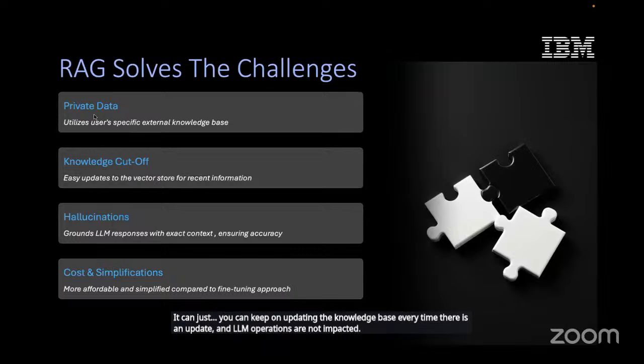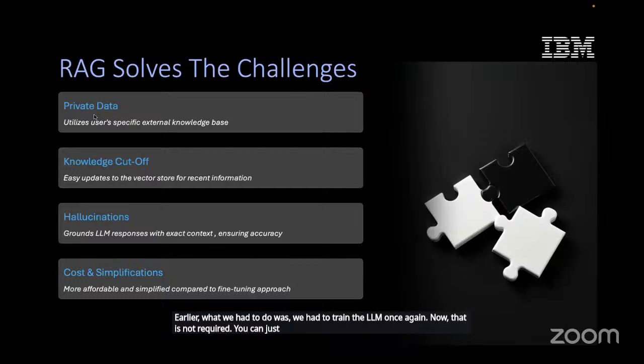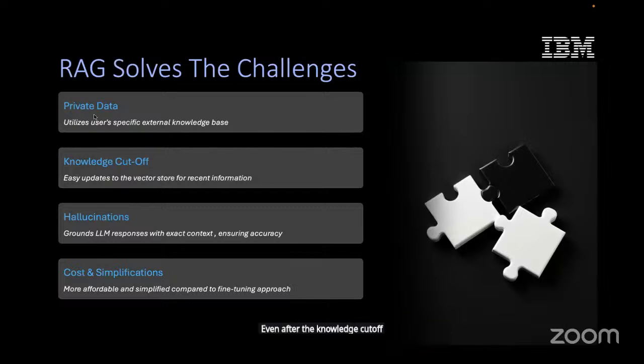Number two is knowledge cutoff. As we discussed, for any event that keeps on happening, earlier we had to train the LLM once again. Now that is not required. You can just update your knowledge base in the background, and with the smart retriever, the LLM can get that context and still be able to answer questions about events occurring even after the knowledge cutoff date.